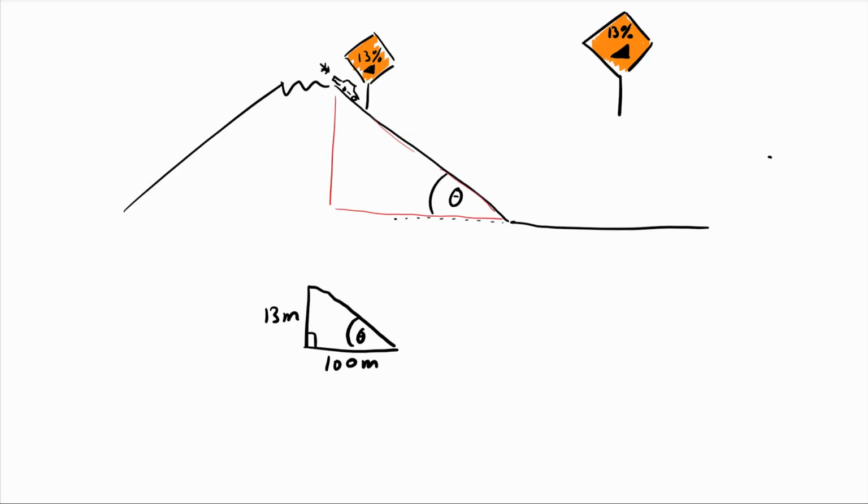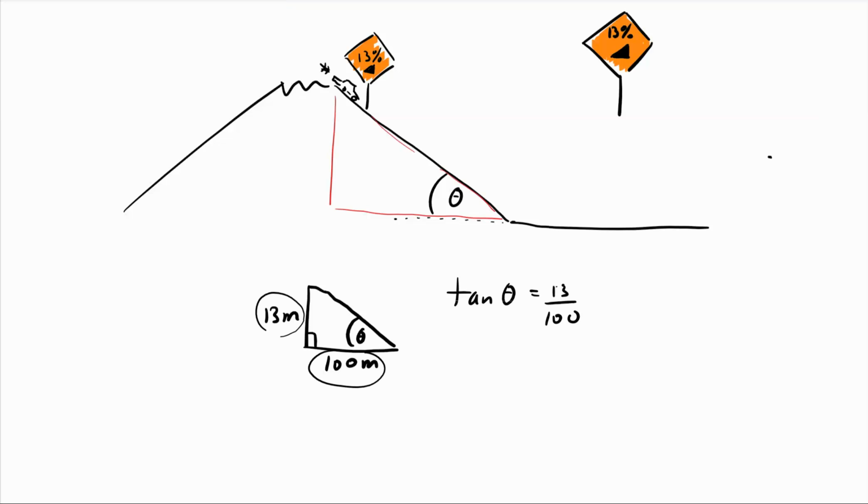So how do we find the angle? If we look at the two quantities that are given to us, 13 and 100, that's the opposite side and the adjacent side, so that's related to the tangent. So we can tell that the tangent of theta is 13 over 100. To find theta, we need the arctangent. We're not there yet, we're going to look at the arctangent in the following video.